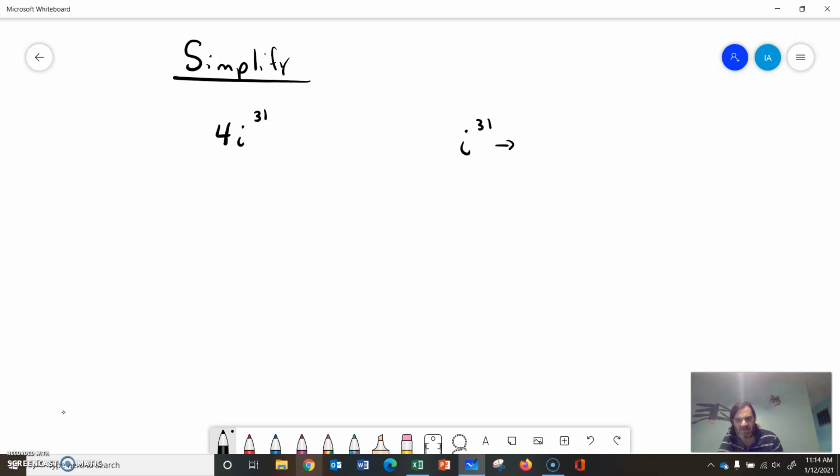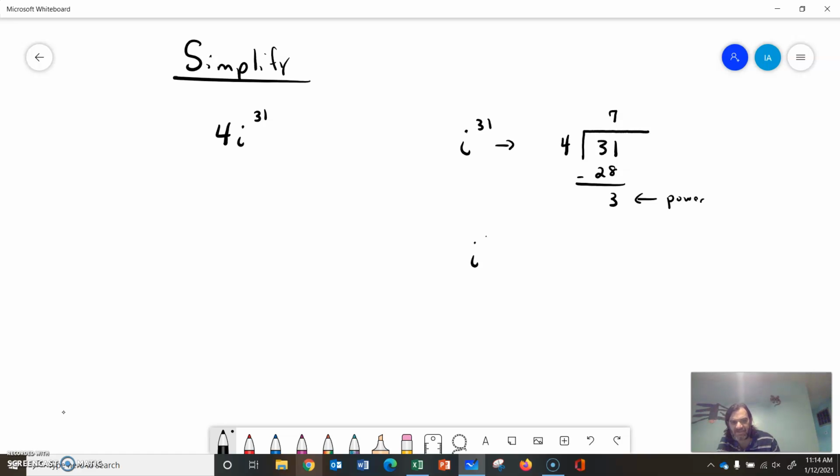So we remember that i powers, their values start repeating every 4 increments. So we're going to take the 31 and divide it by 4. So 4 into 31 goes 7 times, I believe, with a remainder of 3. And what's important is the remainder. So this is the power we're going to look at.